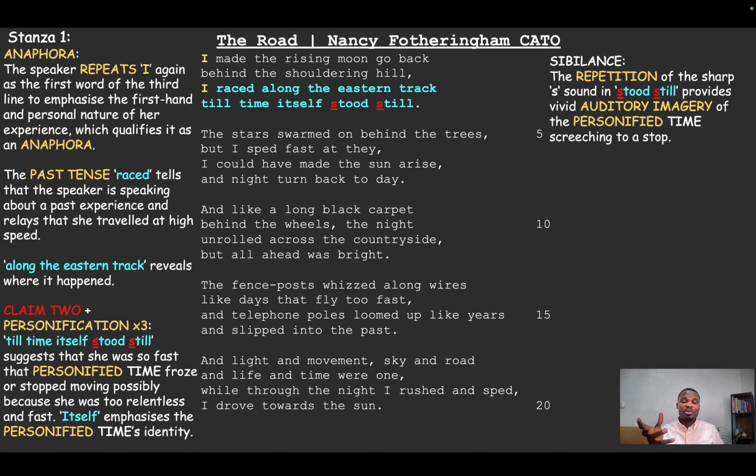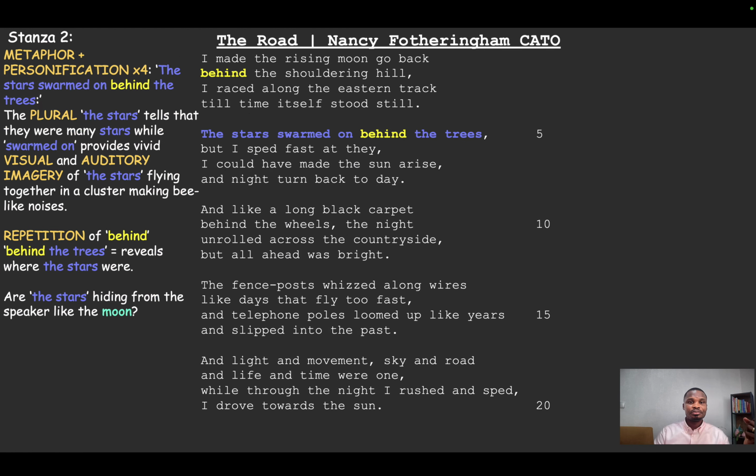Then we also see the use of sibilance. So that's seeing the repetition of the sharp S sound in stood still, which provides a vivid visual imagery of the personified time screeching to a stop.